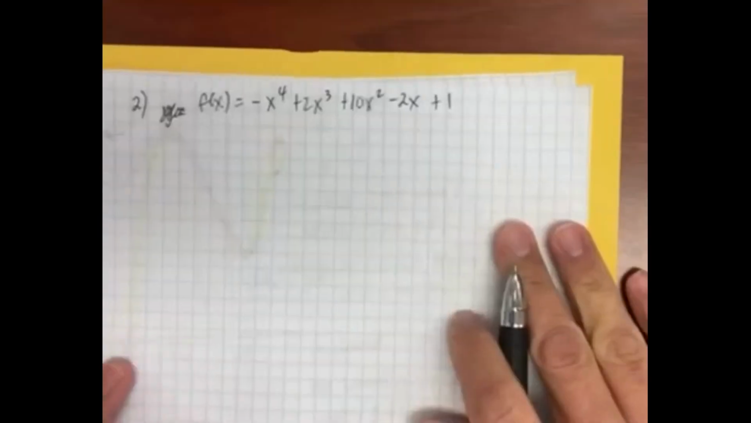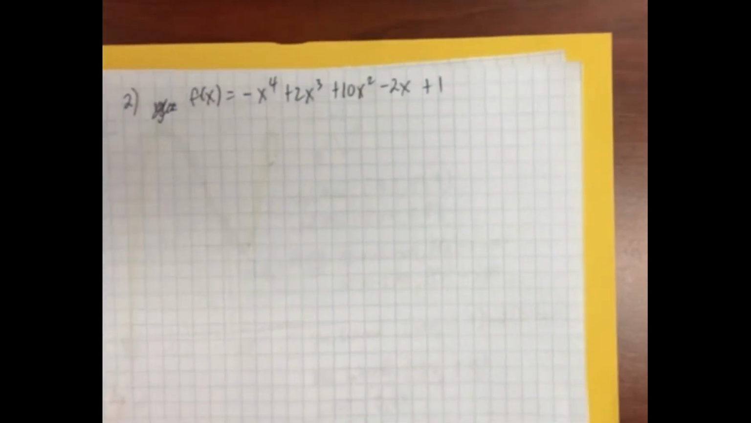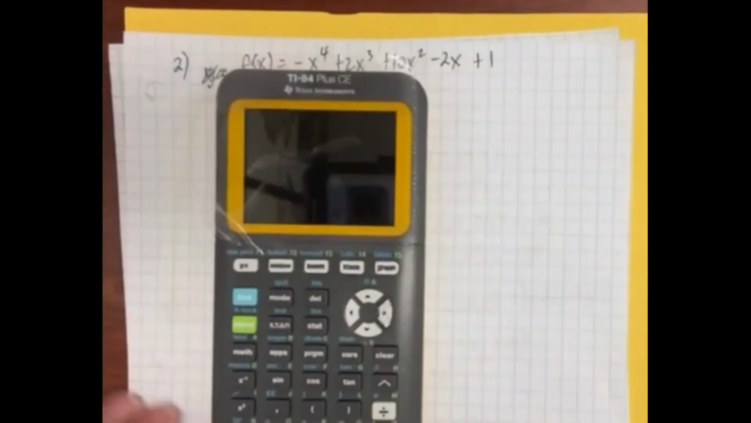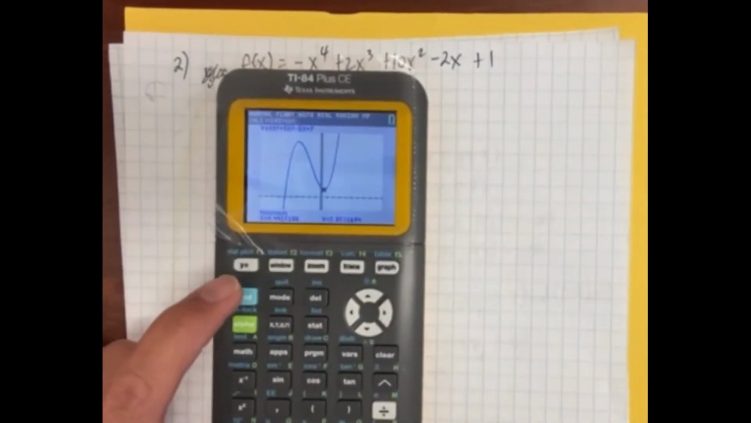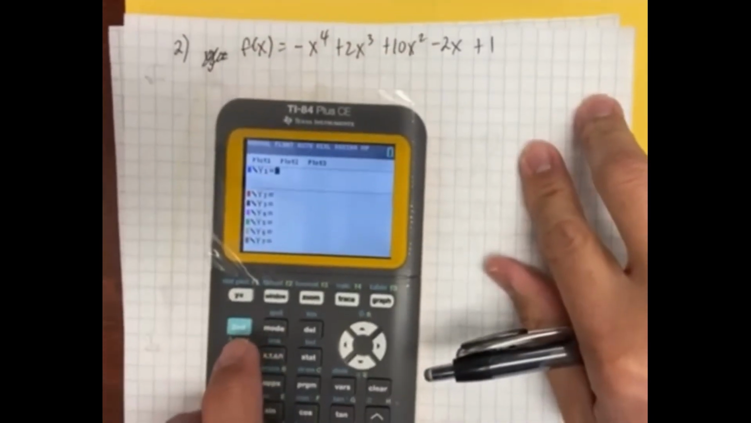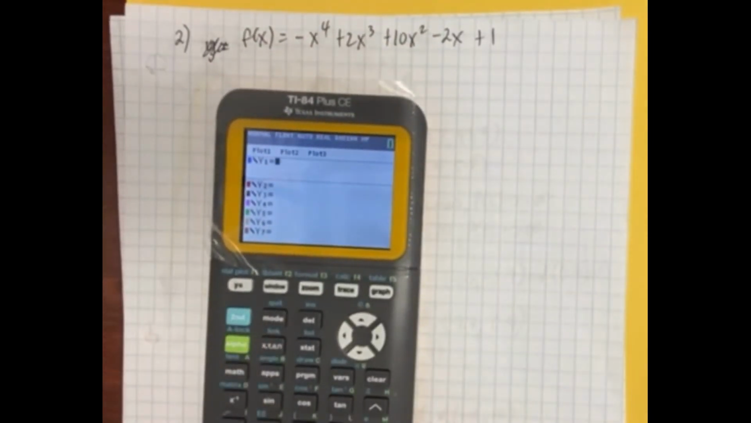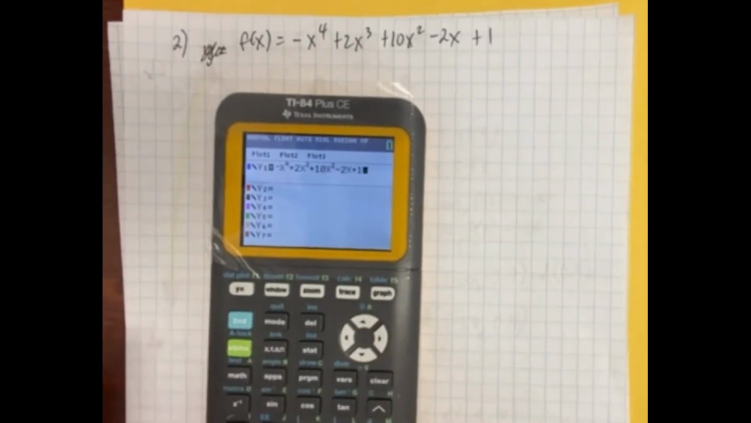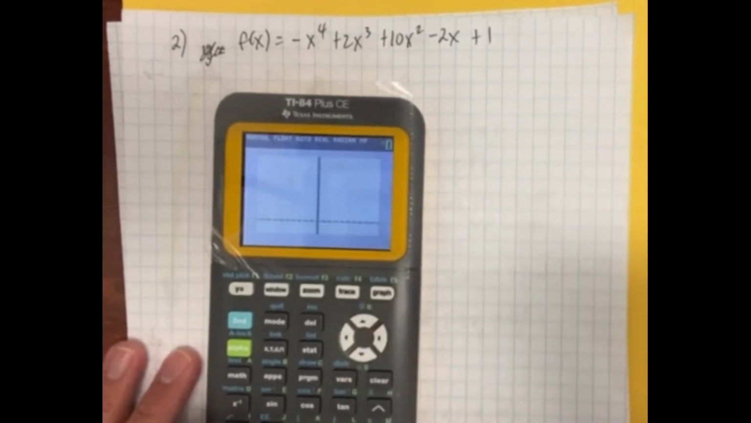Let's do one more. All right. So again, we're going to use our calculator to graph this. I'm going to ask you to use your calculator. You're going to hit Y equals. You're going to clear it. And I'm going to type in the function negative x to the fourth minus 2x plus 1. There you go. I'm going to graph it. Oh, there you go. Very nice.